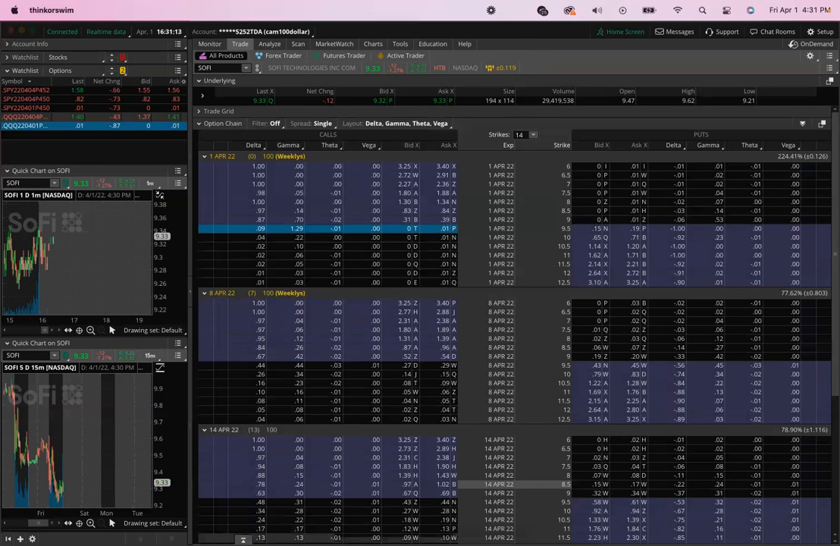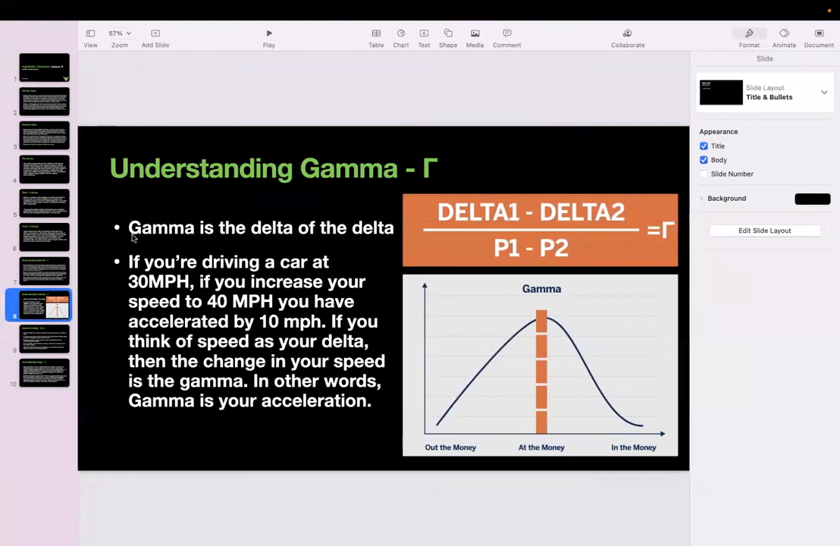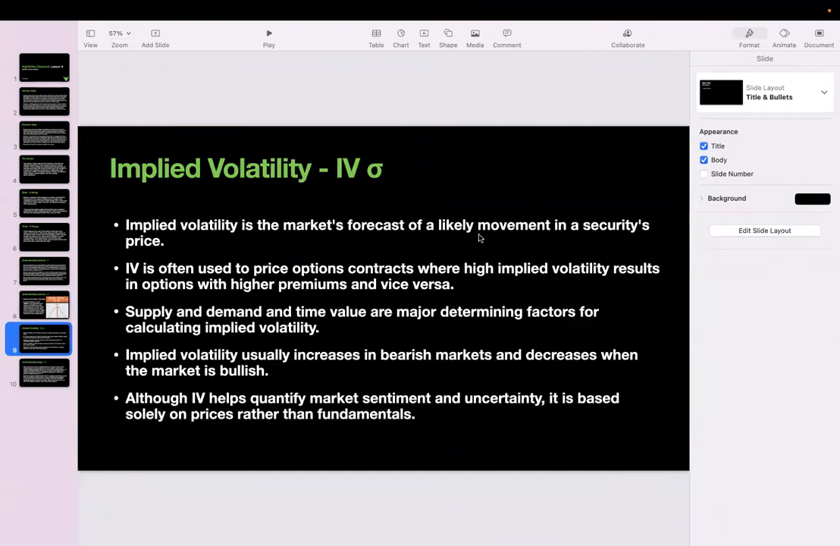All right, so everyone's tracking. Cool. So that's gamma. Now, instead of moving right to Vega, I'm actually going to move to implied volatility first.